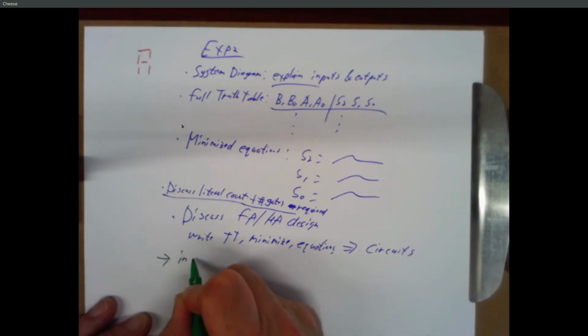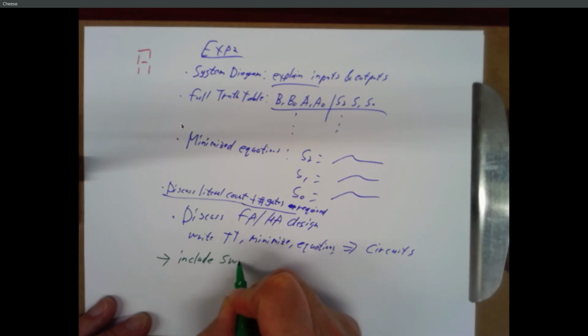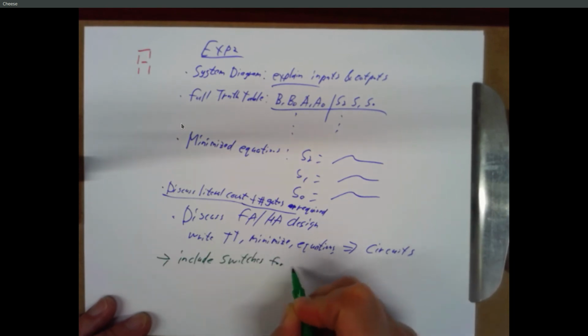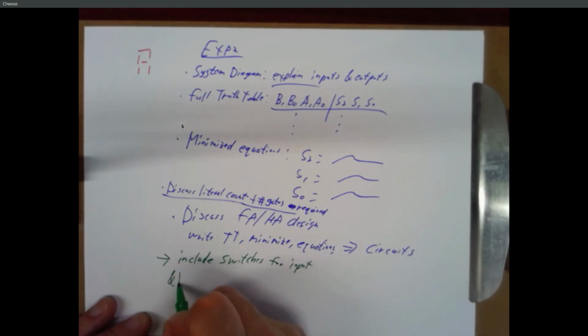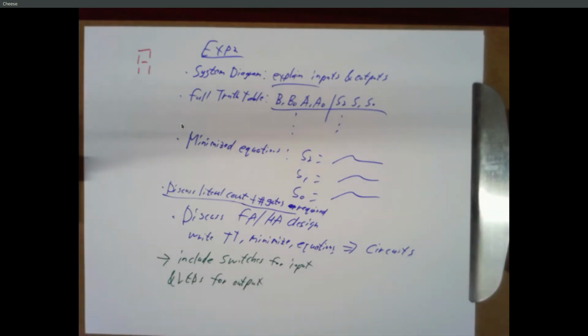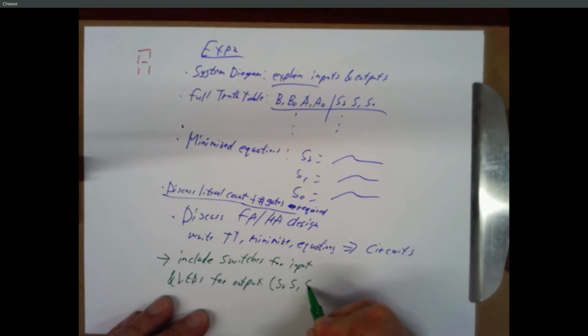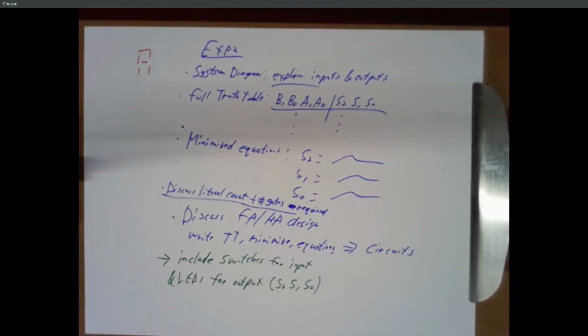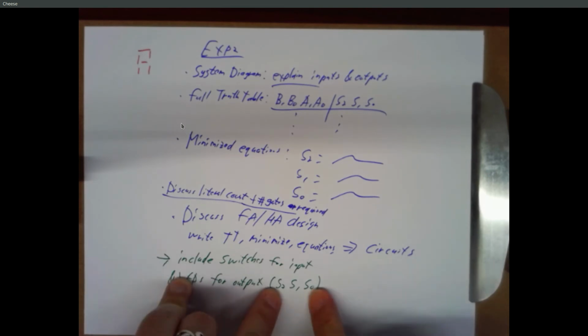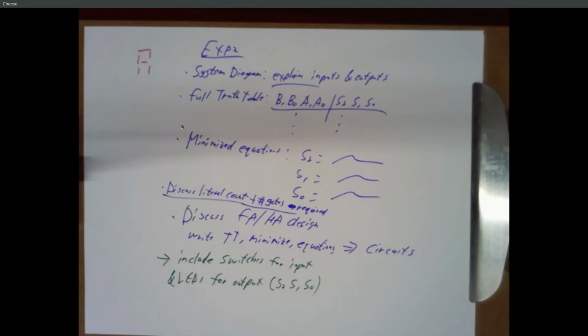And so we want to include switches for input and LEDs for output. And you want an LED for each of these sum bits. And if you implement that and you put in 1, 1 and 1, 0 for your inputs, your output should be 1, 0, 1, which is 5. So these two LEDs would be on, this LED would be off, for example.